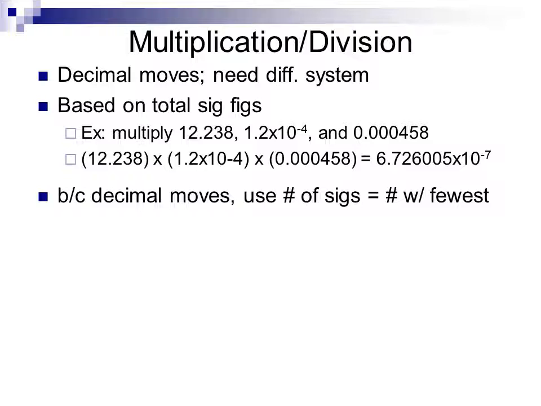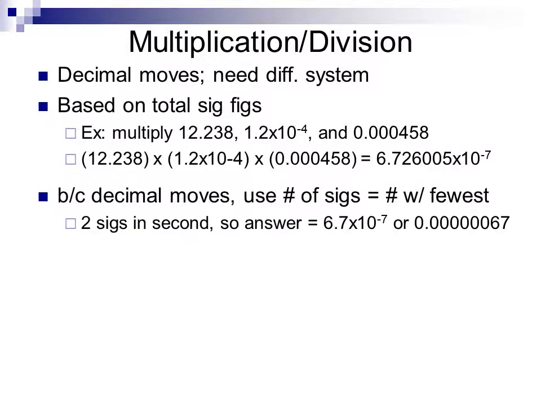Because the decimal moves throughout this, we will use the number of significant figures in the number with the fewest significant figures. Of these three numbers, 1.2 times 10 to the negative 4 has the fewest significant figures. So because there are only two significant figures in that second value, we limit our answer to two significant figures, which means that instead of 6.72, etc., we have 6.7 times 10 to the negative 7, or 0.00000067.